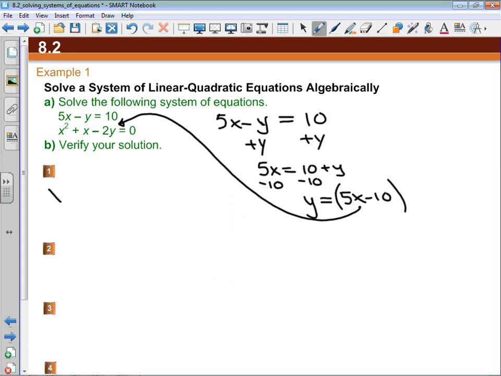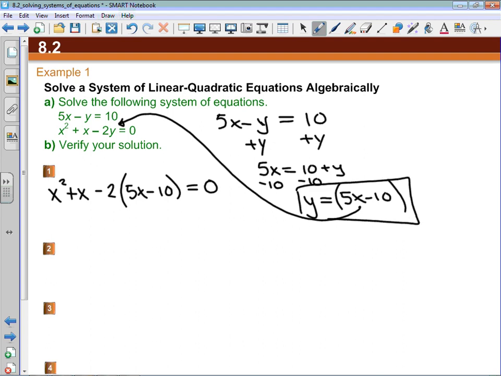And that gives me x squared plus x minus 2 times (5x minus 10), and that's equal to 0. So instead of negative 2y, it's negative 2 times the expression that is equal to y, which I'm just putting a black box around right now. All right, the good news is that's all chapter 8 is. What we have now, although it is a particularly ugly looking one, is a quadratic equation. And in order to solve that, we have to get one side equal to 0. Just to check, we already have that.